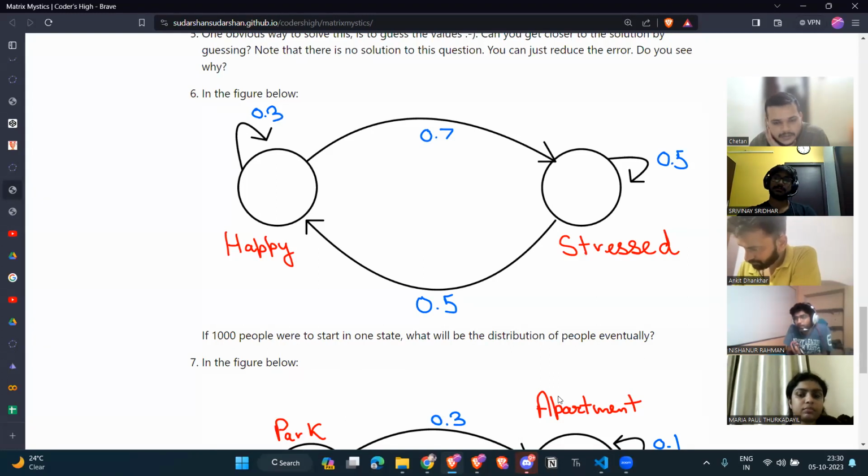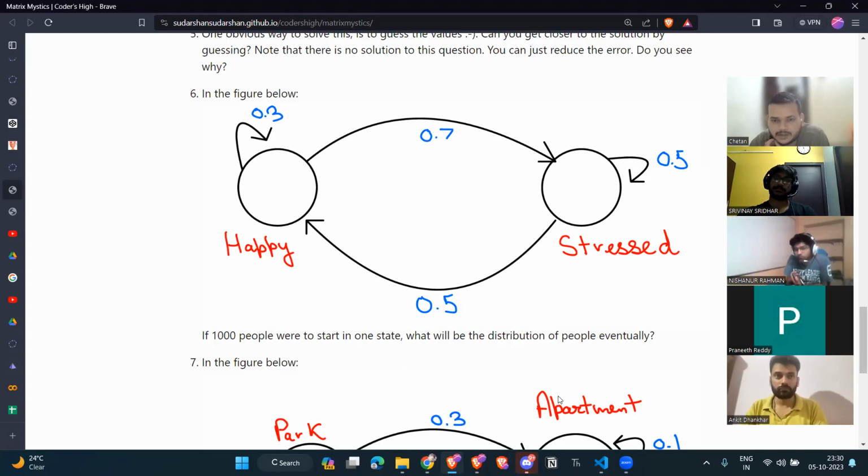Okay, Praneeth, do you have that Zite board open? Yeah. Okay, let me stop sharing. Can you share that Zite board again? Can you show those iterations that we did?